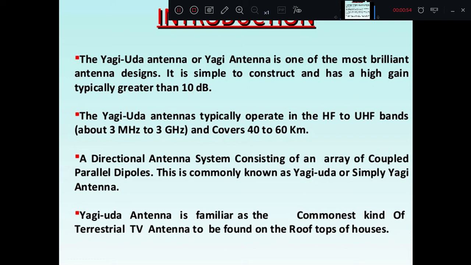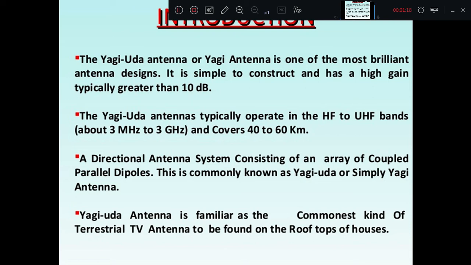And the operating frequency for this Yagi-Uda antenna is around 3 megahertz to 3 gigahertz, which lies in the frequency band of high frequency to ultra high frequency, and it covers a distance of around 40 to 60 kilometers. So the distance coverage is about 40 to 60 kilometers.